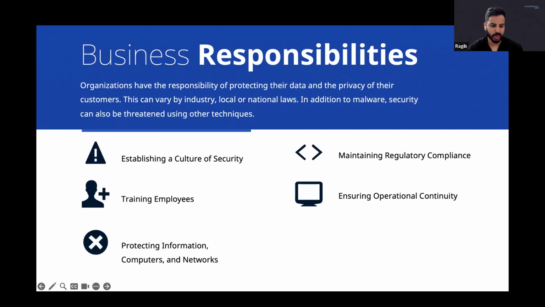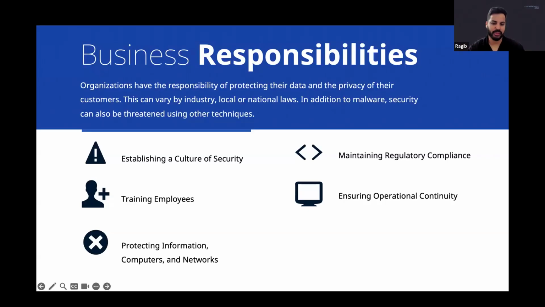So you need to train your employees because even the best security systems fail if someone clicks on a phishing email, right? The basics include protecting your information with encryption. You control who has access to what, and also staying compliant with regulations, like GDPR in Europe, right? So if you're working with data, you have to follow some guidelines, right?